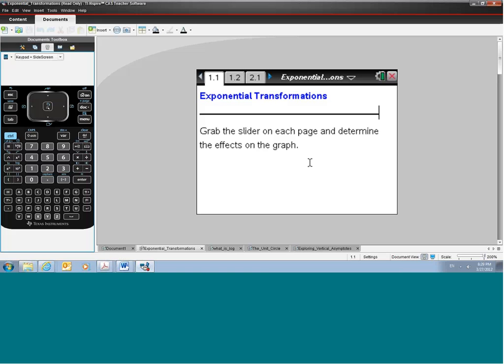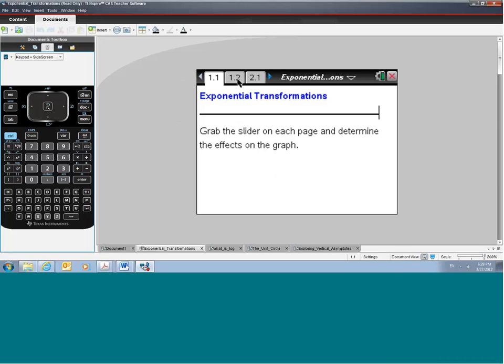Well, the first activity I'm going to be looking at here is the exponential transformations activity. Again, this is available on the Nspired website. You can access it from the TI website. It's easy to get to, and Eric is going to give details on that. Exponential transformations.